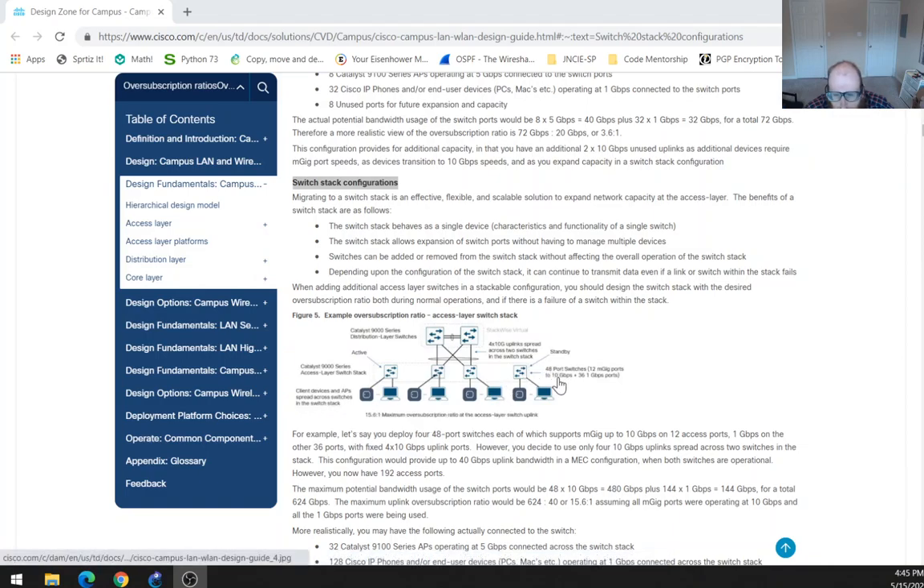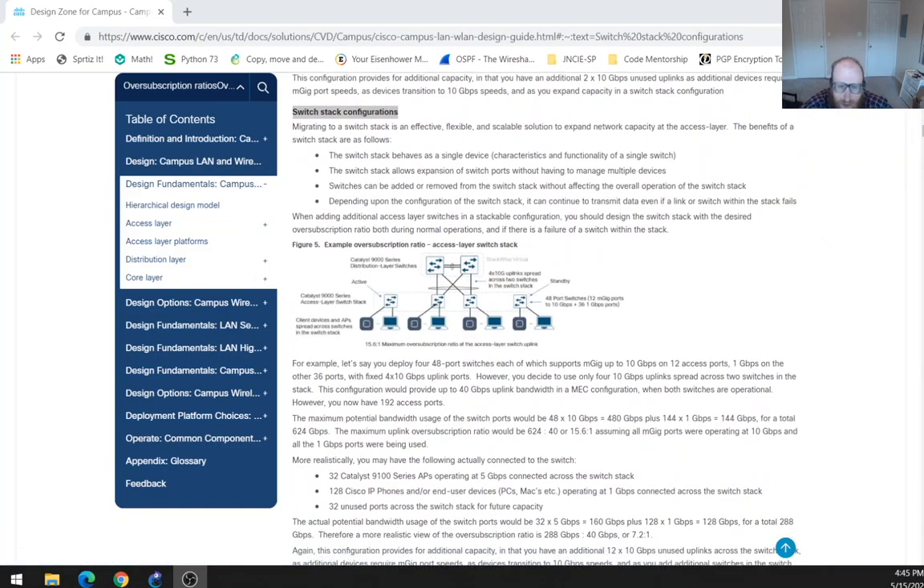Okay, yeah. So let's see what oversubscription ratio they're using. They've got 48 port switches here, with some connected into there, so I don't see the ratio that they're using.